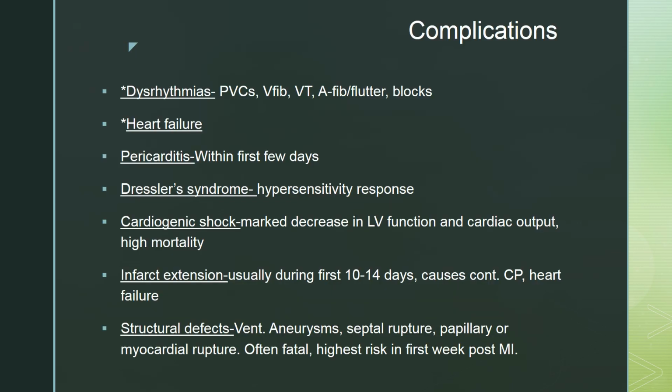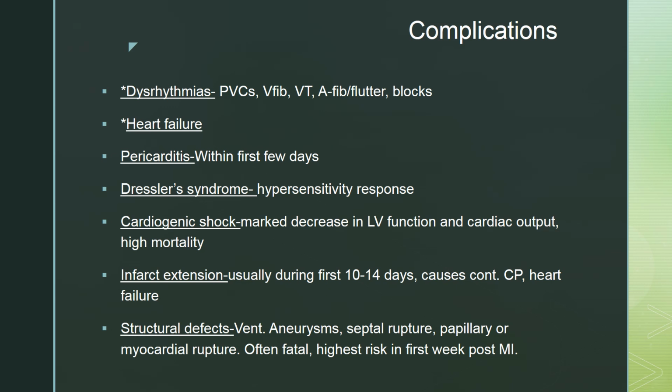Okay, so here's all the complications, dysrhythmias and heart failures. If you notice, they're asterisked. There's a reason why they're asterisked. They're the two most common problems with the person that just had an MI. So with dysrhythmias: PVCs, VFib, VTAC, AFib, A-flutter, and blocks. Your atrial blocks. Well, you can have ventricular blocks too. And then heart failure.